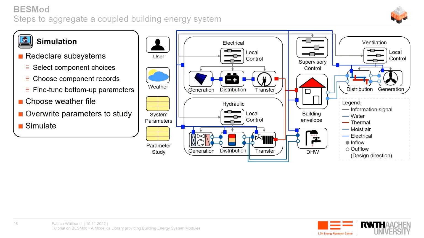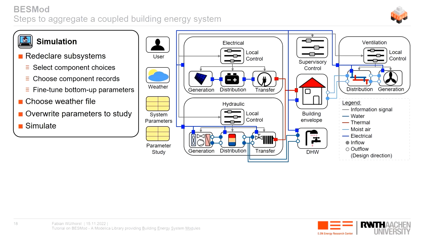To simulate in BESMod, you have to follow these steps. You have to redeclare subsystems. So the full energy system looks like this. You have to replace all these gray icons: generation, distribution, transfer, control. So in total, I don't know, 5, 6, 10, 14, 15 subsystems you have to redeclare. But you can use existing ones. If you, for example, just want to simulate hydraulic and electrical and don't want to simulate ventilation, you can just disable it.